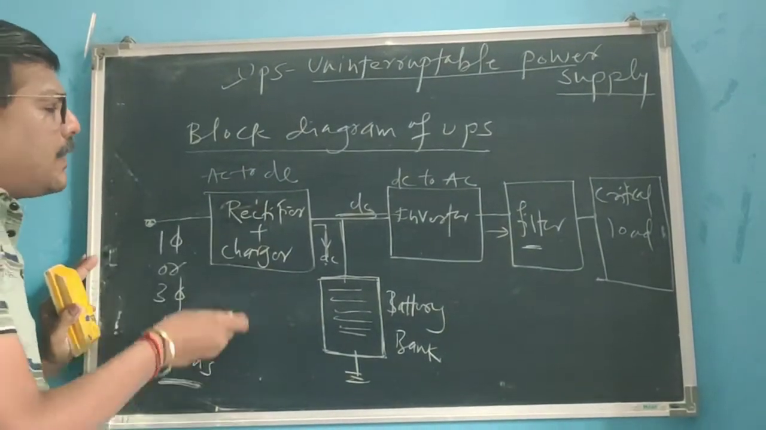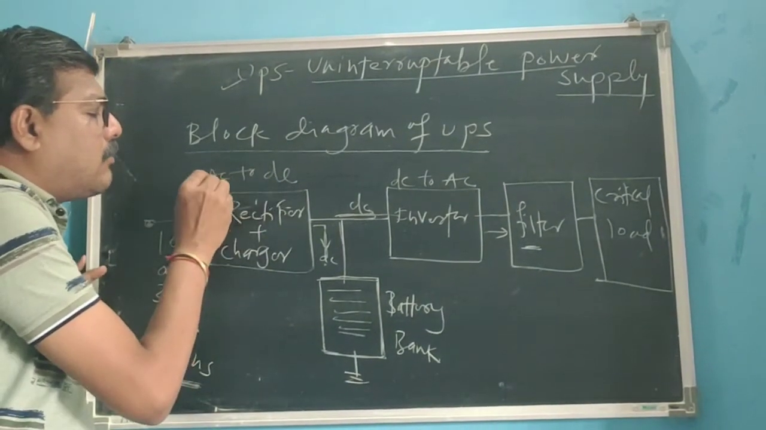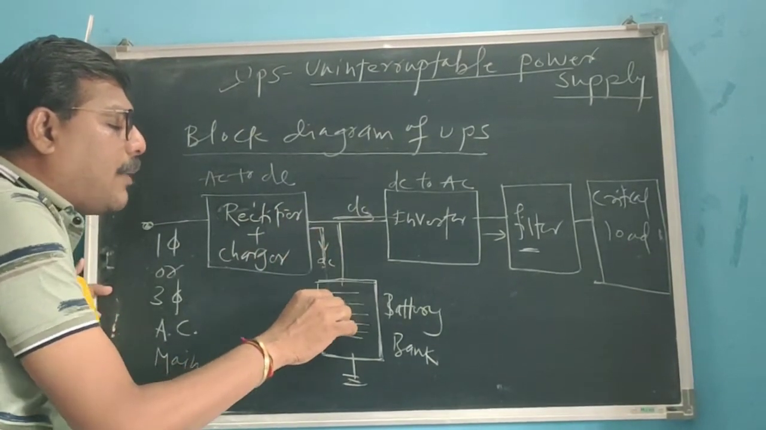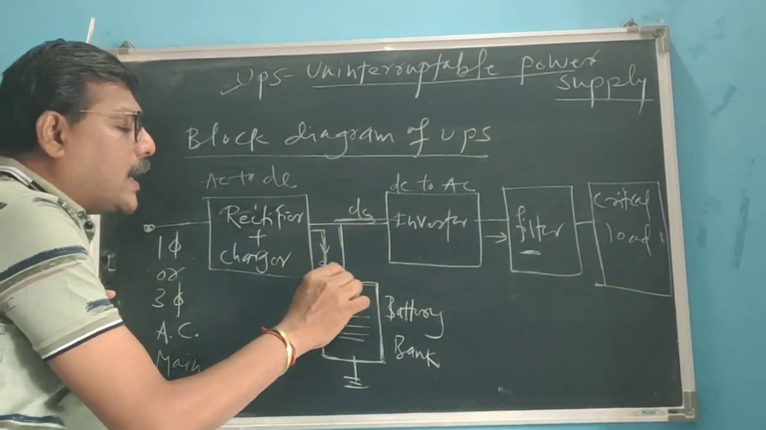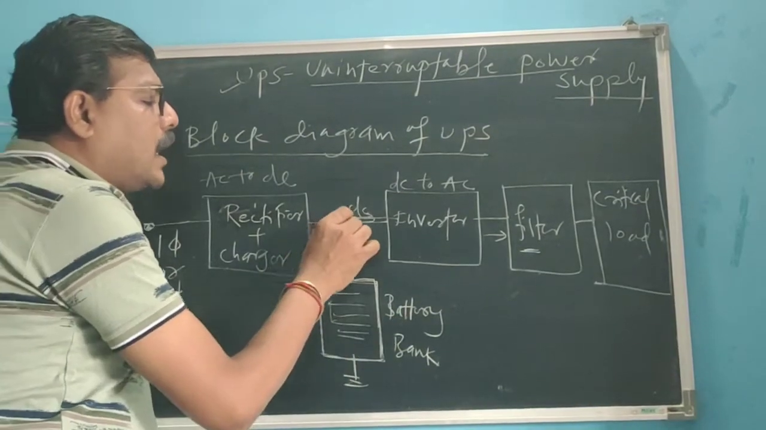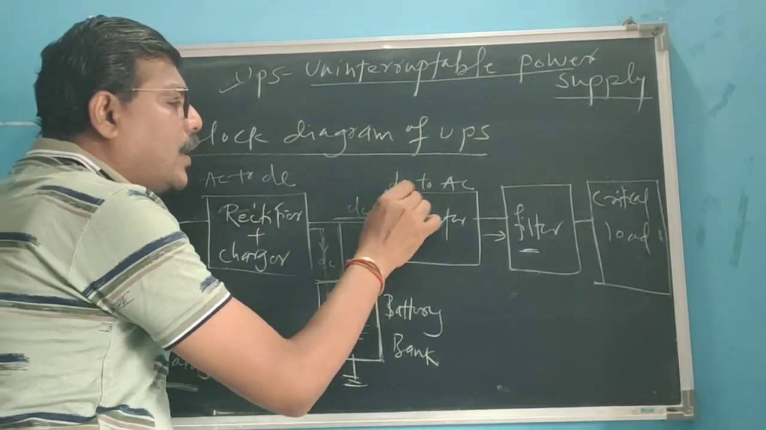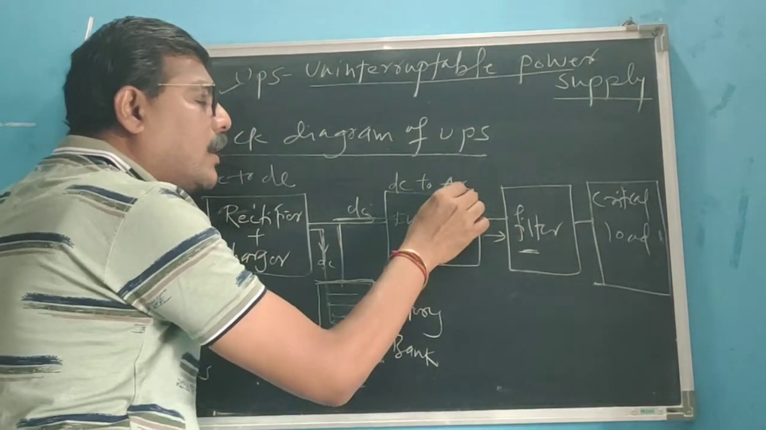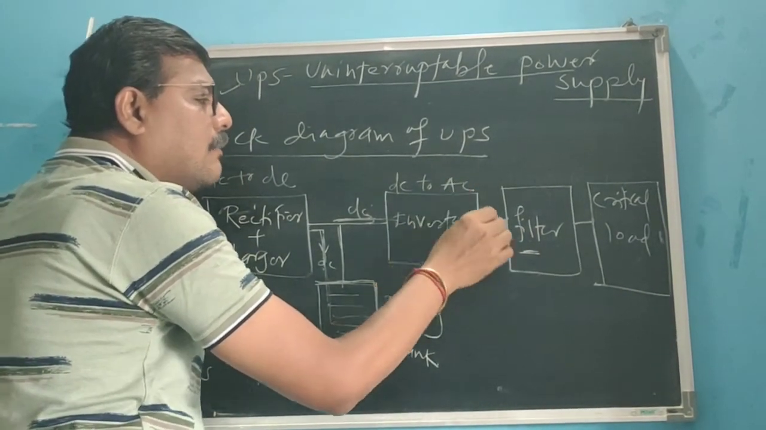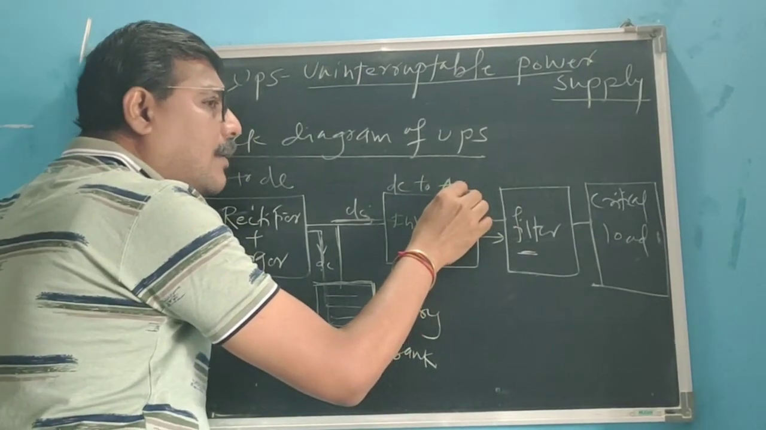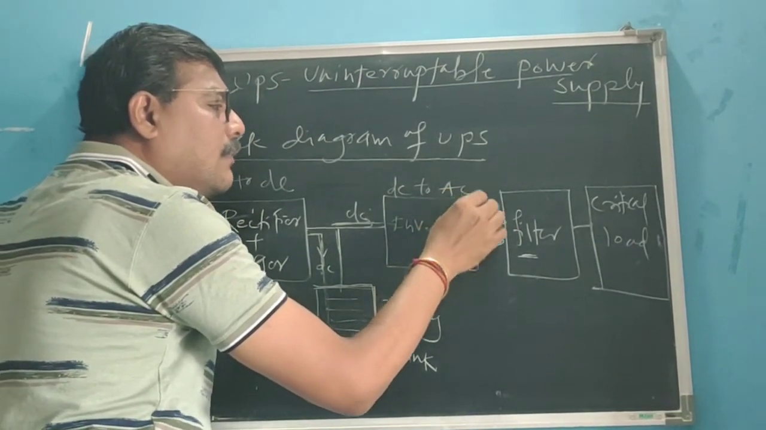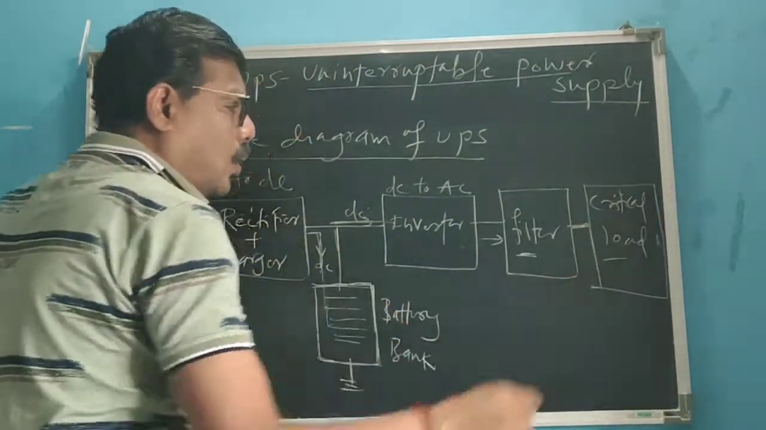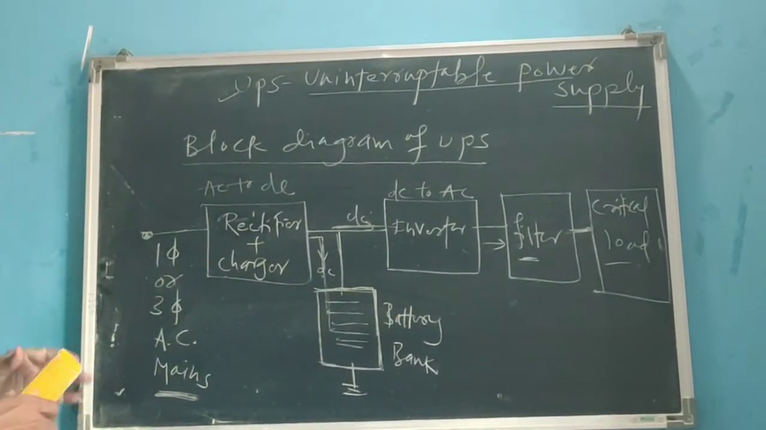So this is just the block diagram of UPS. The rectifier cum charger converts AC to rectified DC. The rectified DC is simultaneously given to the battery bank, and due to it the battery is continuously charging. The same DC is given to the inverter, which converts DC to AC. Then the AC is given to the filter, which removes the ripple, undesired signals and line transient in the AC. After that, pure sine wave AC voltage is given to the load. This is the working of UPS.